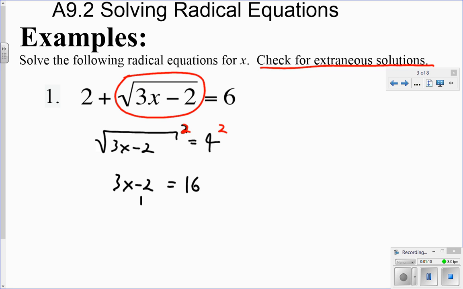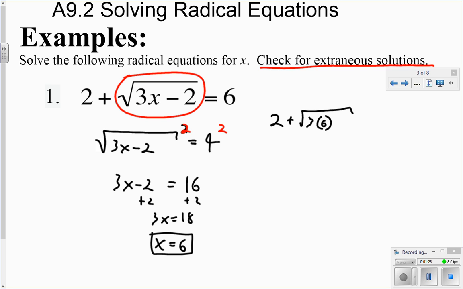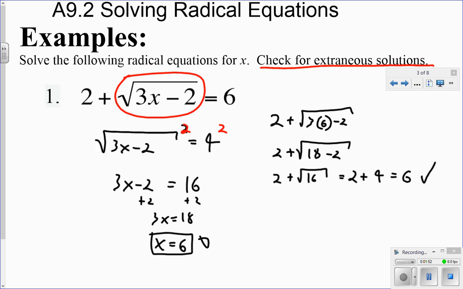Then solve it. Plus 2, plus 2. Get 3x is equal to 18. Divide by 3 and get x is equal to 6. Check my solution here, and I can do 2 plus the square root of 3 times 6 minus 2, and see if that's equal to 6. So working from my radical, this is going to be 18 minus 2, plus 2. 18 minus 2 is 16, so 2 plus the square root of 16, which is 2 plus 4, which is equal to 6. I verified that my solution is correct, and I'm good there.